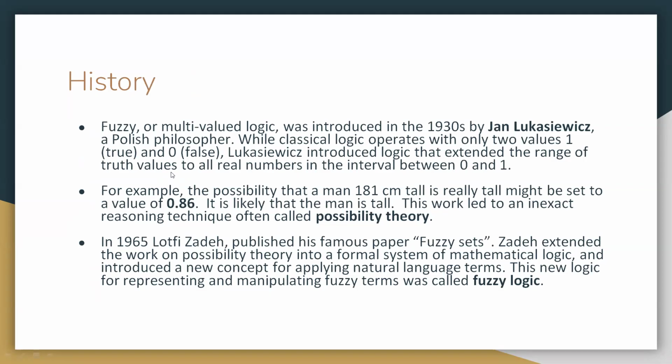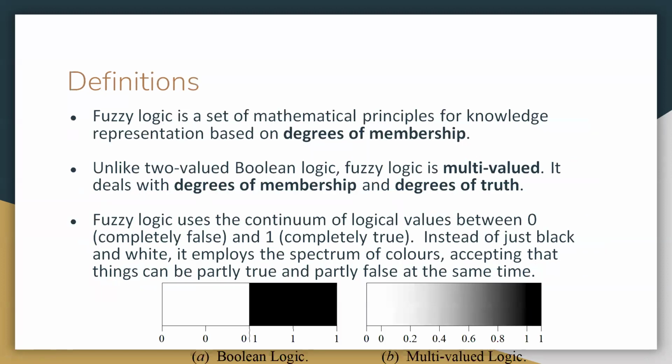Looking at the history, the concept of multi-value logic was actually introduced in the 1930s by Jan, a Polish philosopher. But later on, in 1965, Zadeh published his famous paper on fuzzy sets, which introduced a lot of contradiction, but was eventually accepted, where the fuzzy terms were introduced. So fuzzy logic is a set of mathematical principles for knowledge-based representation based on degrees of membership.